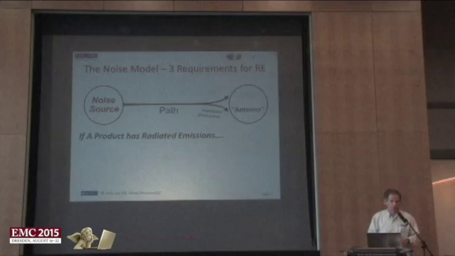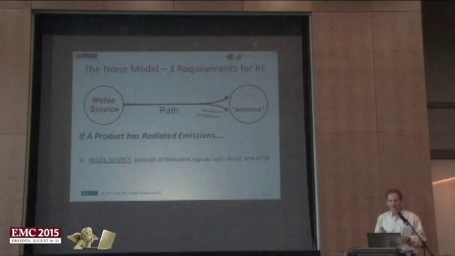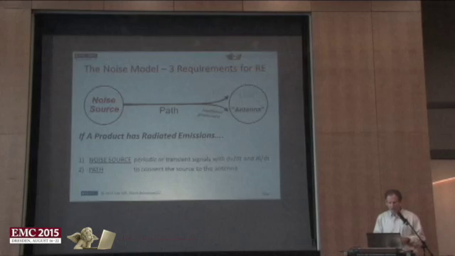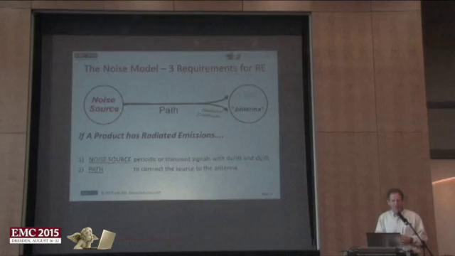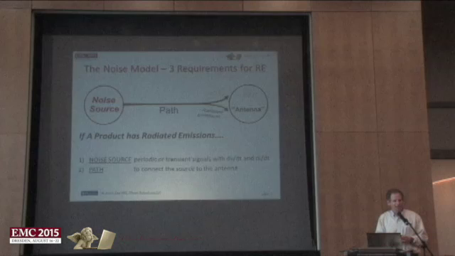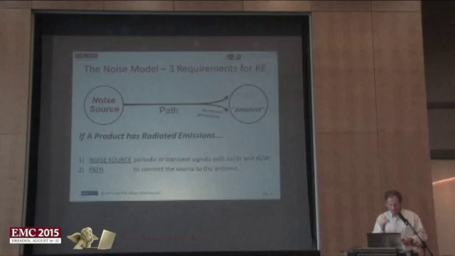If I've got a radiated emissions problem, there's got to be a source. Some periodic or transient signal with a time-changing voltage and a time-changing current. Can I have radiated emissions at DC? Probably not, right? I've got to have a time-changing current out on the antenna. I'm going to talk about the possibility of a DC noise problem in a little bit.